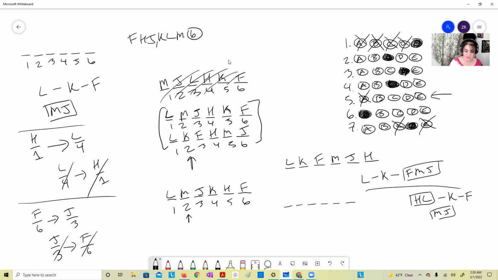Could we try moving HL down again? Well, could we? This won't work either because once F is on 6, then J would have to be on 3. So that's the one that doesn't work. It's B.